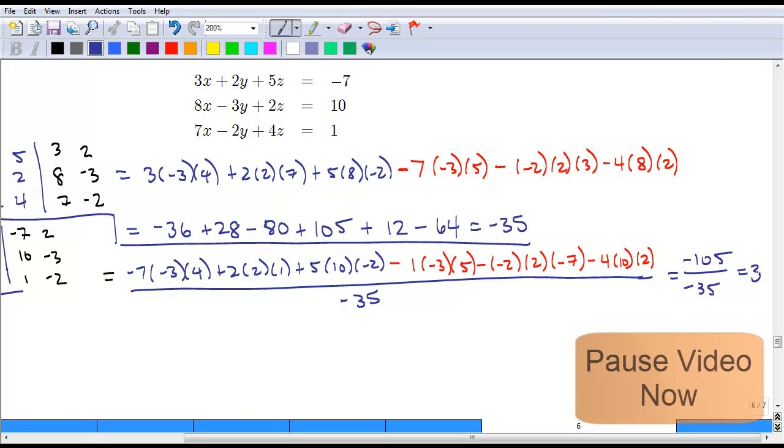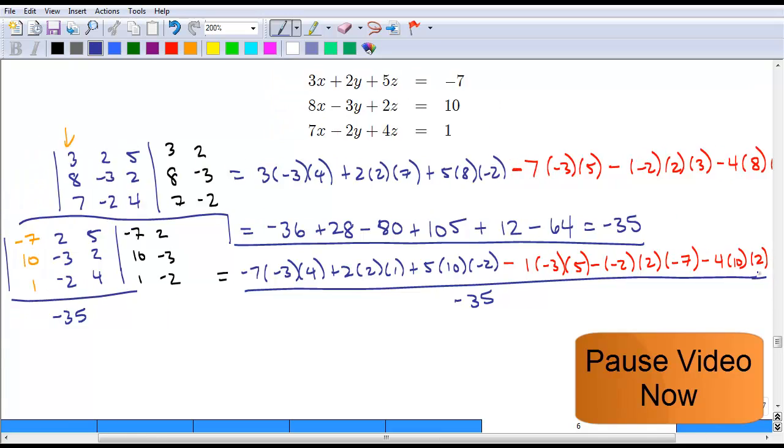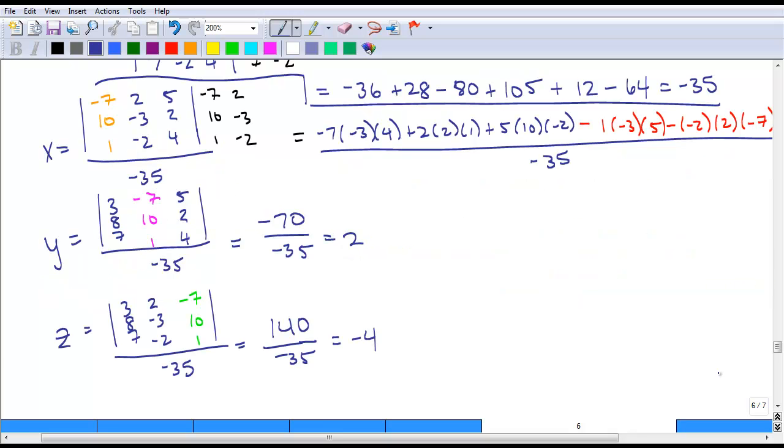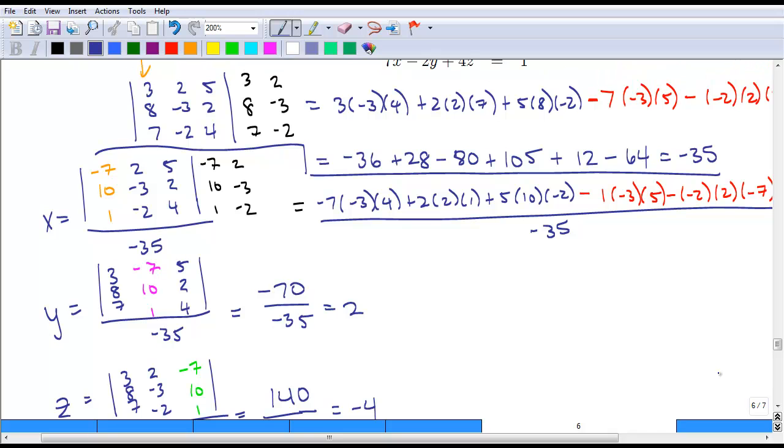Now, I want you to pause the video at this point and find y and z following the same format. So, for y, if you're looking at the original matrix, you should have replaced the second column with the negative 7, 10, and 1, which would have given you a determinant of negative 70. The denominator is still negative 35. When you divide those, you end up with 2.